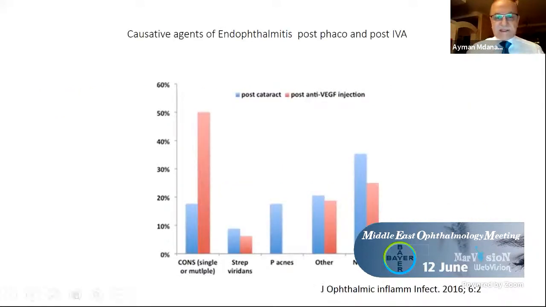This slide is showing the causative organisms in cases of endophthalmitis post-phaco and post-intravitreal injection. We noticed that coagulase-negative staph is the most common cause in post-injection cases, compared with the phaco cases. And we can notice that strep bacteria is the second most common cause.